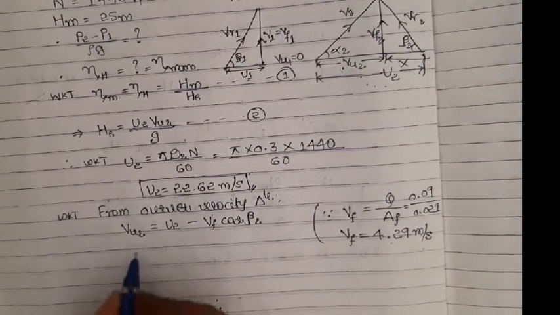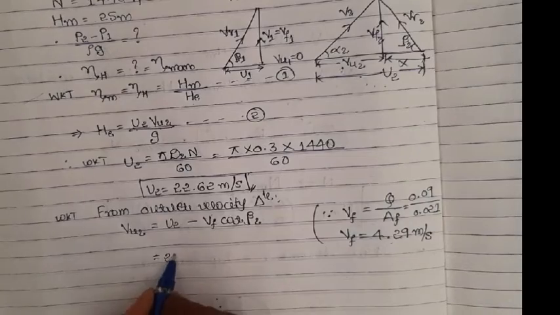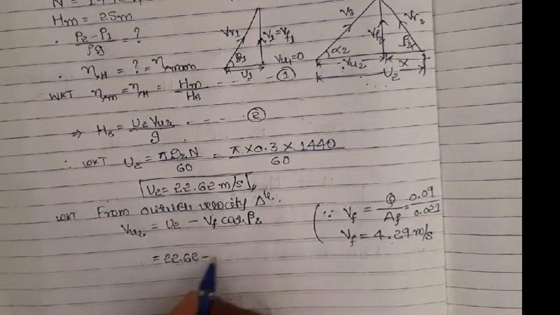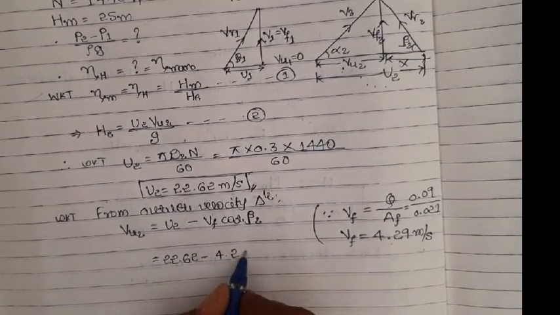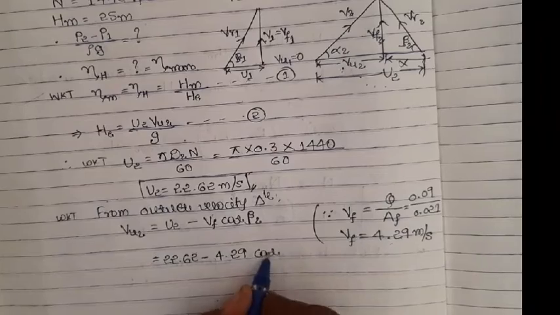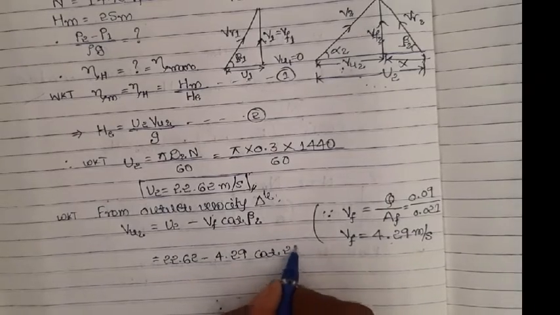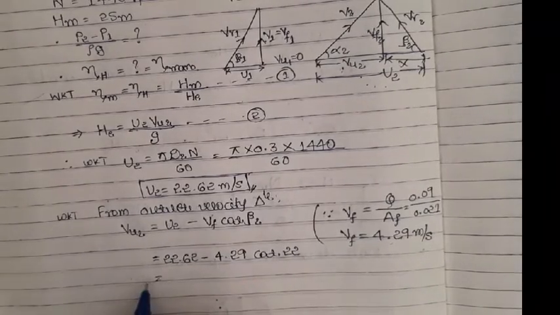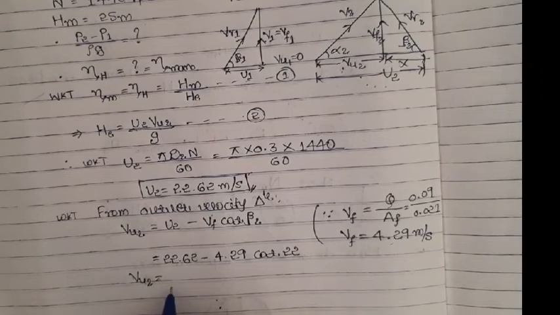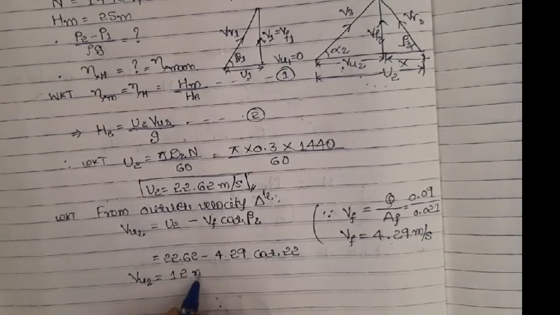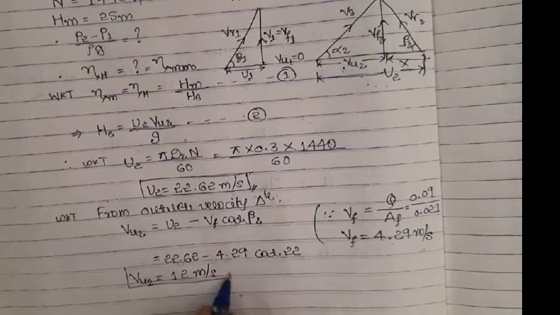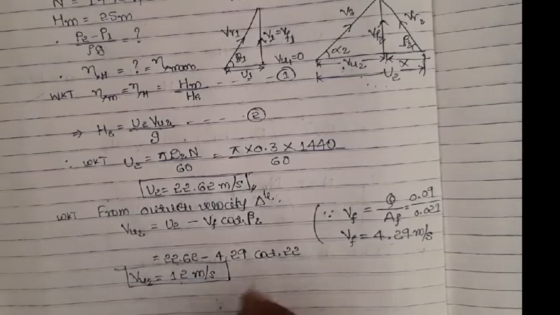So therefore VU2 is, U2 calculated just now, 22.62 minus 4.29 into cot beta 2. Beta 2 is given as 22 degree. So let me write. So VU2, when we calculate this, we will get 12 meter per second. So now we have calculated both U2 and VU2.